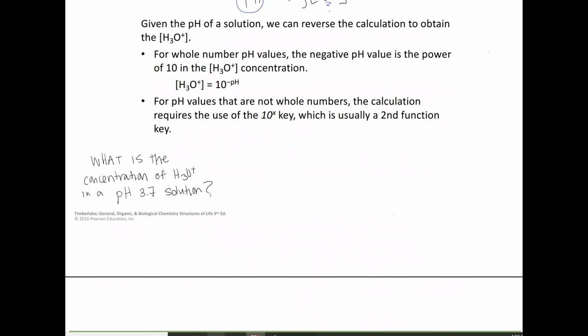Let's try another example or practice. If you'd like, pause the video and try to solve this question right here that I just wrote. And I'll go over the solution here in a second.